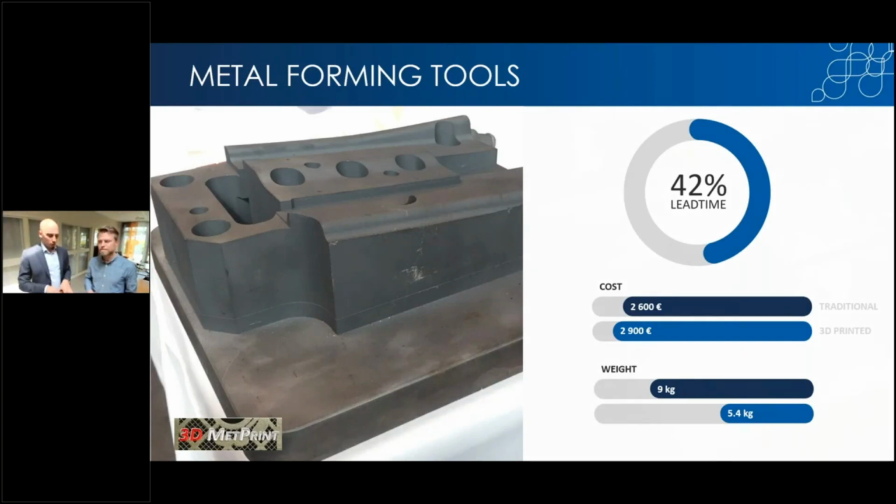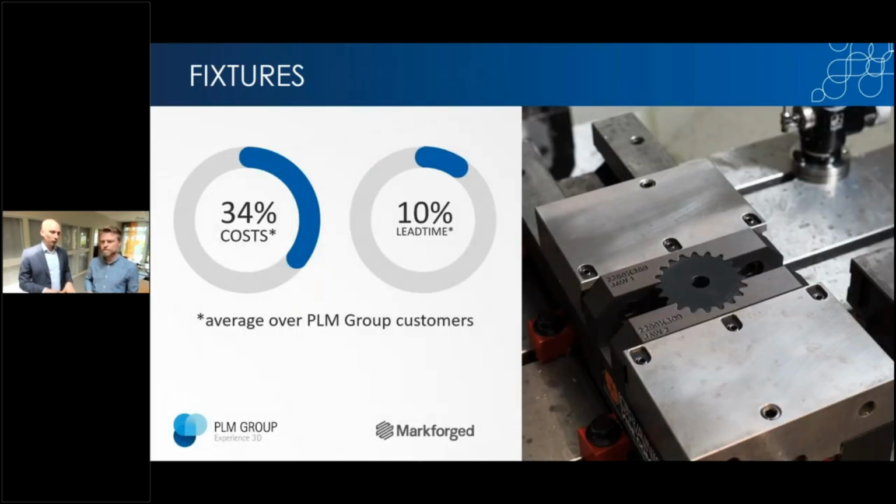Another example when it comes to tooling is fixtures, and this is also a really common application. We have hundreds of examples of this, and I would say these are the two most common applications: rapid prototyping, and fixtures. I think most of us can agree on that, and definitely anyone in manufacturing. Yeah, exactly. Most people have probably seen this before.